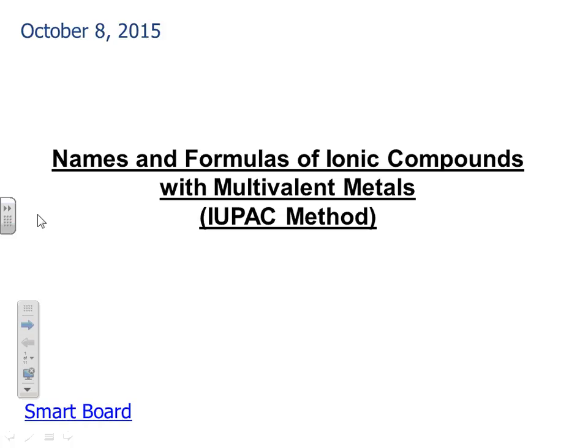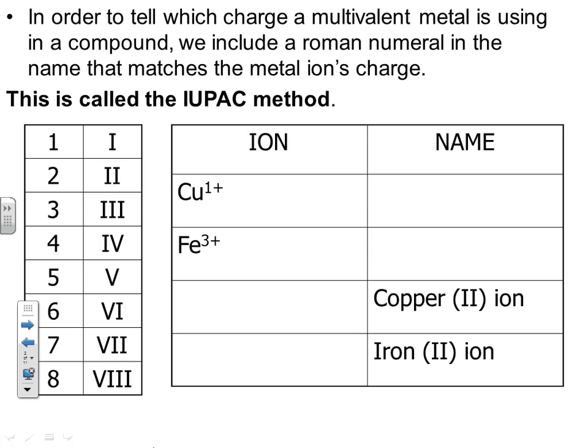Now, what we need to do when we're naming things is be able to identify which charge to use. Because as you know, to get the formula, we get the charges and we cross them over. So the question is, how do we know which charge to use? And in reverse, when we come up with the name, we've got to designate which type of iron or which type of copper we're talking about. That's what we want to talk about now, what we do when we have multivalent ions or metal ions.